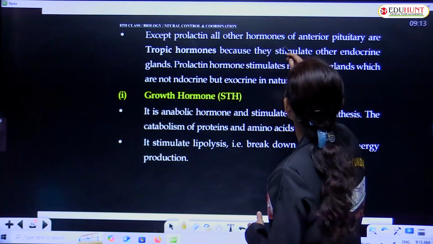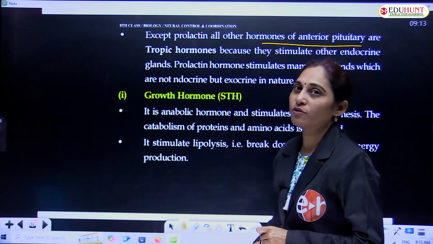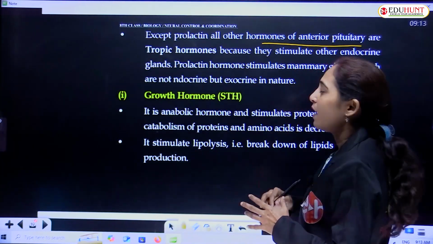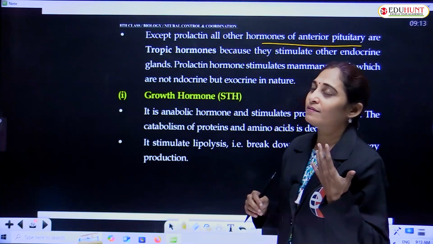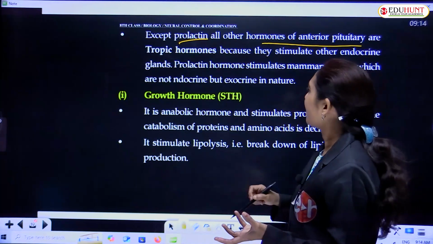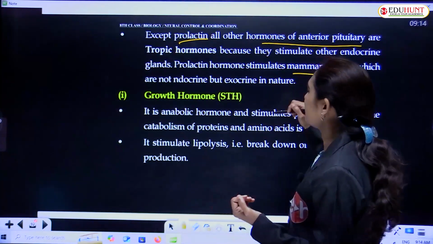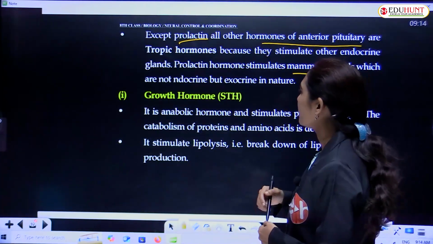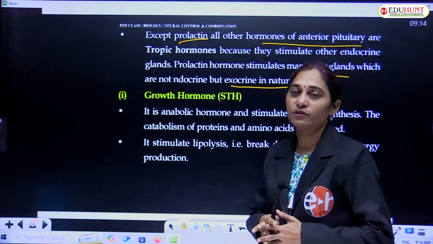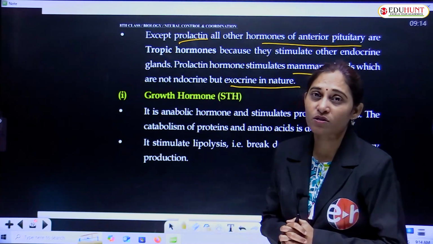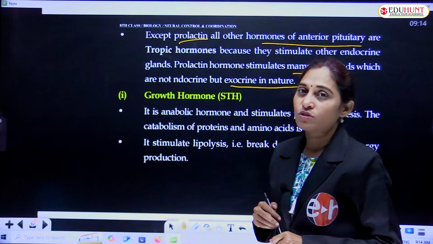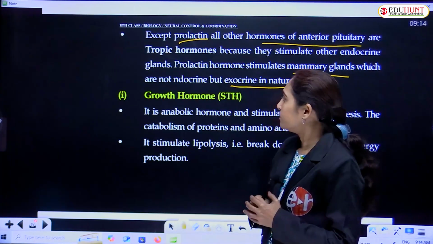Hormones of the anterior pituitary are tropic hormones and stimulate other endocrine glands. But prolactin is not a tropic hormone. It stimulates the mammary gland and not the other endocrine glands, so it is exocrine in nature. It does not influence or stimulate other endocrine glands as the other hormones do.